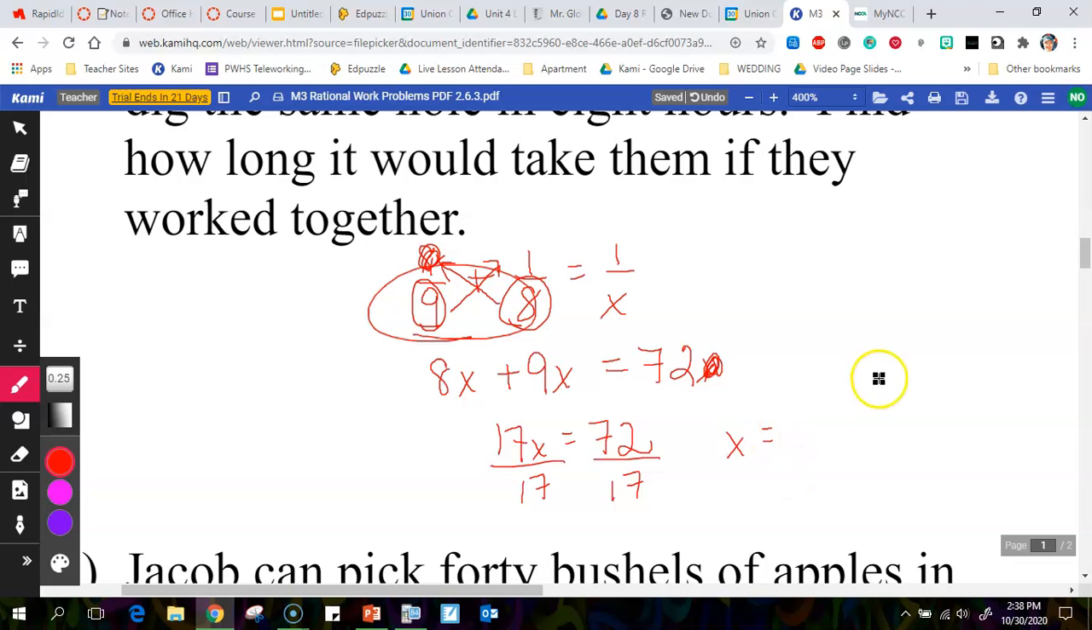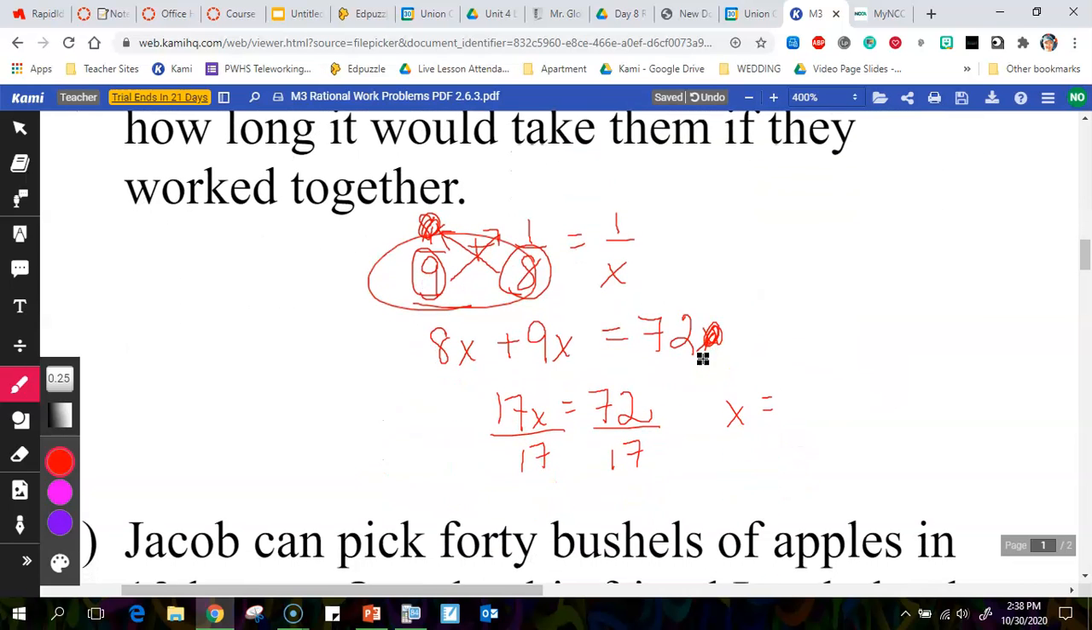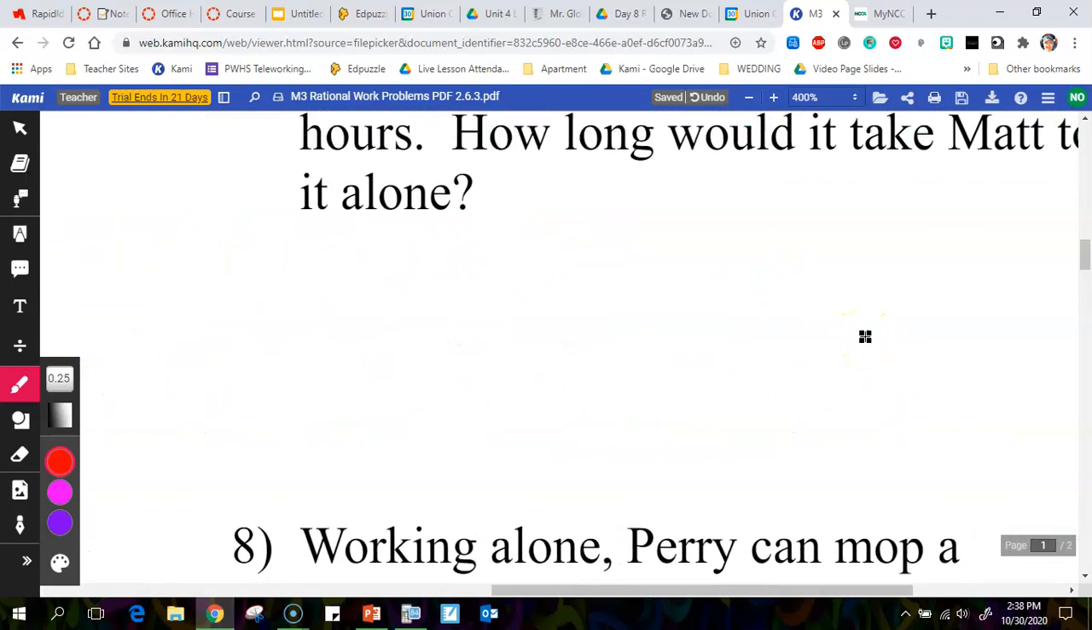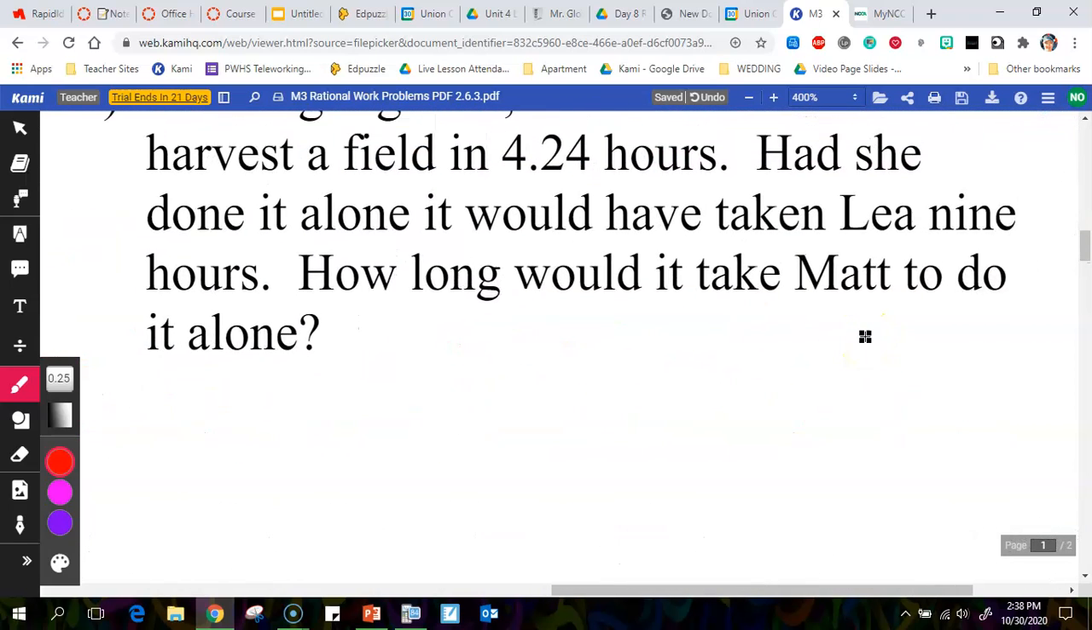X equals, what number was this? 5. 4.24 hours. I don't know if they're all like more decimal places than that, but you can just round to 2 decimal places. Okay. All right, this one's a little bit different.